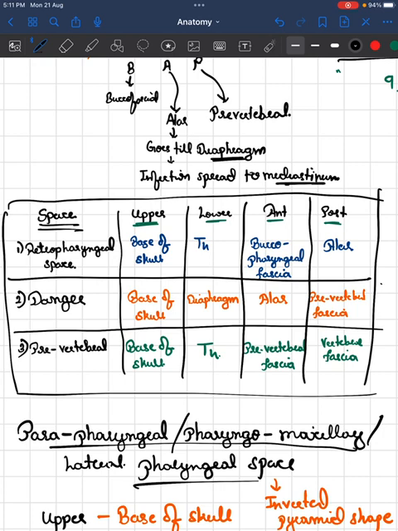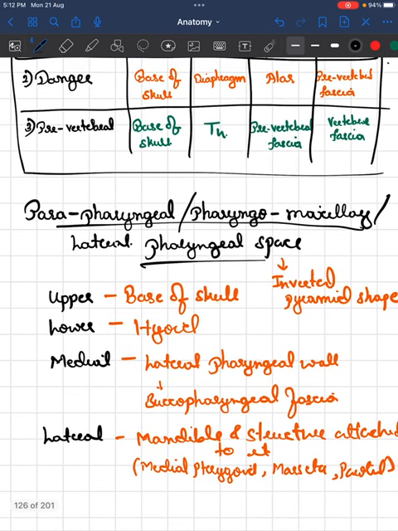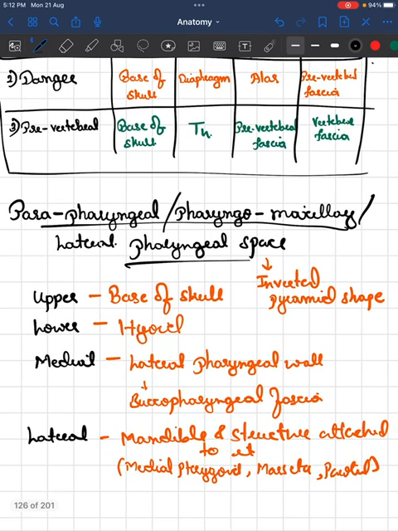Anteriorly it is bounded by the alar fascia, posteriorly by the prevertebral fascia. Prevertebral space: it also runs from the base of skull till T4, anteriorly bounded by the prevertebral fascia, posteriorly by the vertebral column. The next space we are going to learn is the parapharyngeal, pharyngomaxillary, or lateral pharyngeal space, which has an inverted pyramid shape. We first see the boundaries of this, and then I will explain it in a diagram.